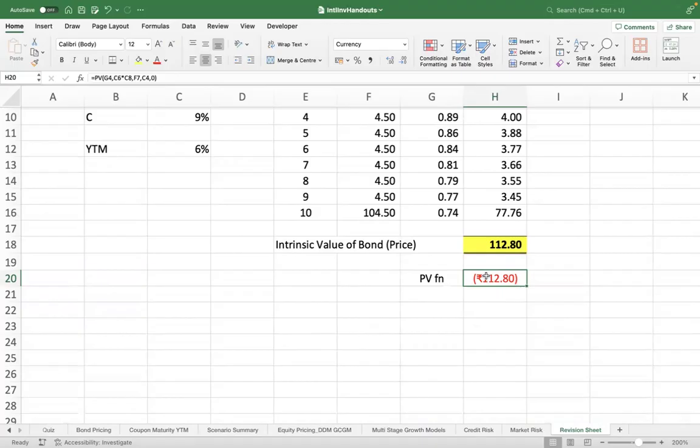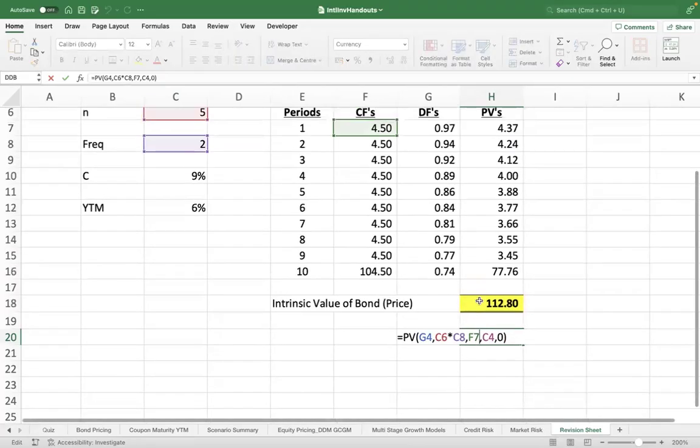Because yes, because you are paying this price now. So when you pay something, it's a cash outflow. Whenever you pay something, that is a cash outflow from the investor's perspective. So if I click on the formula, let's look at it from the investor's perspective.